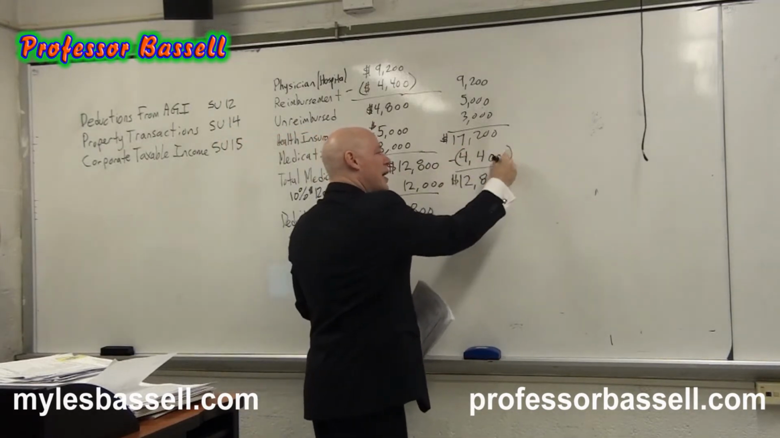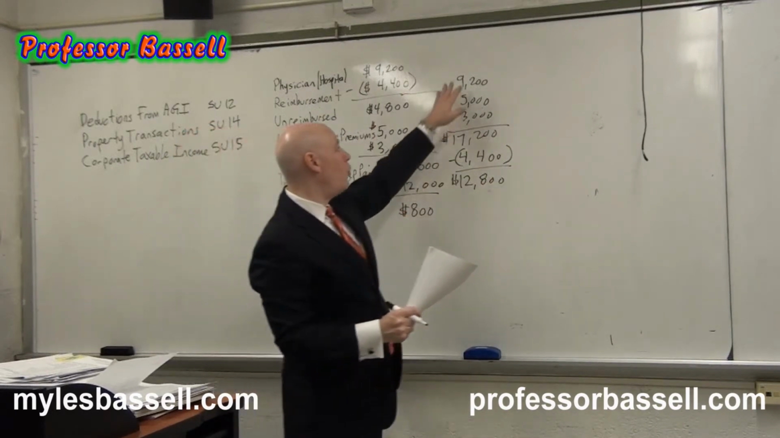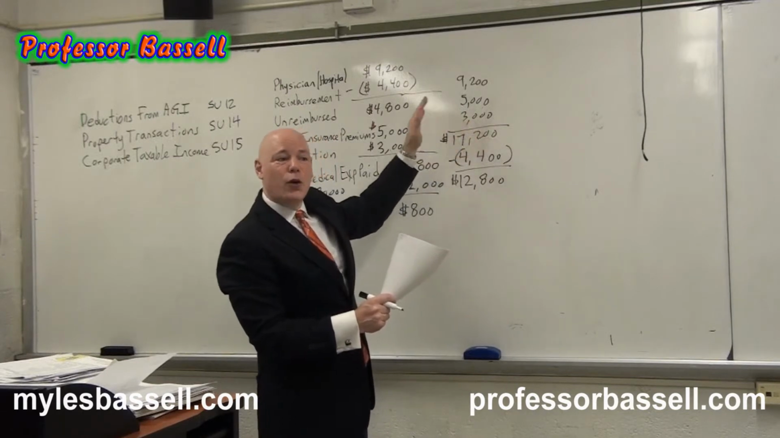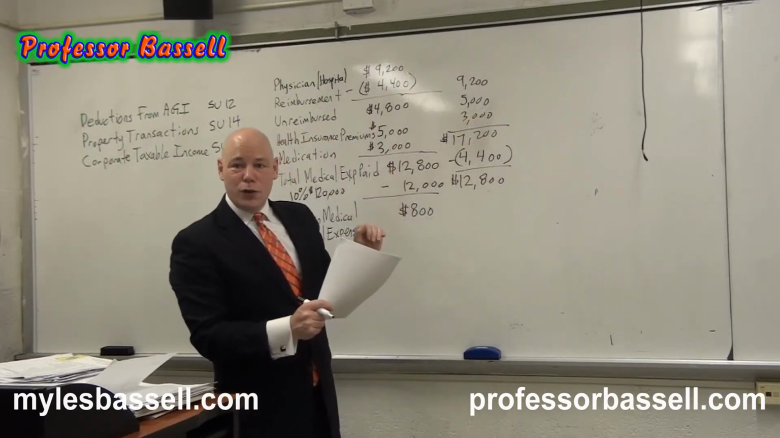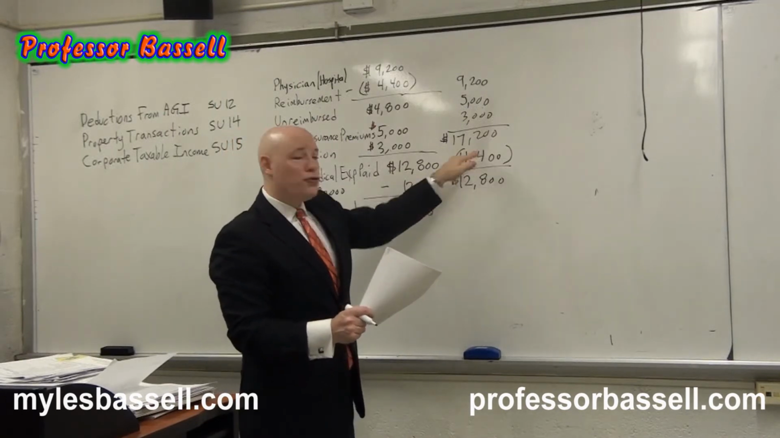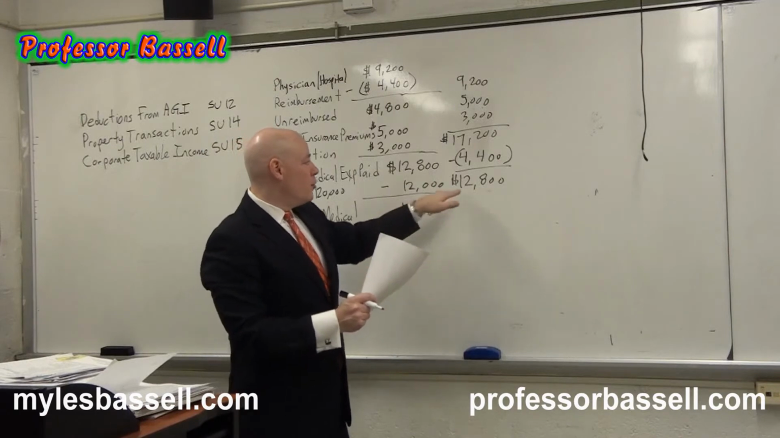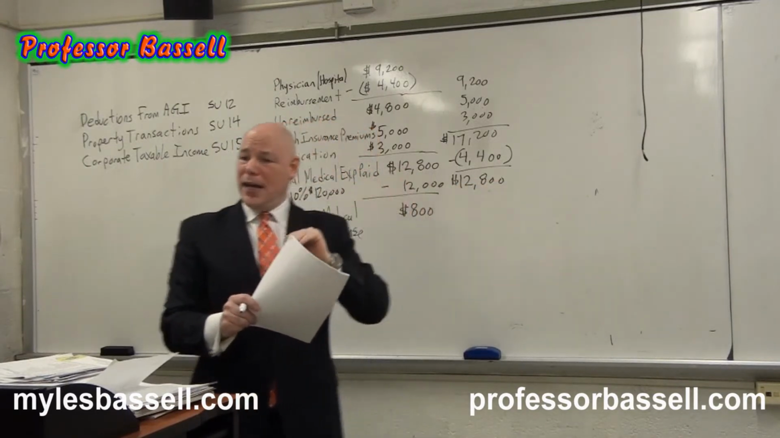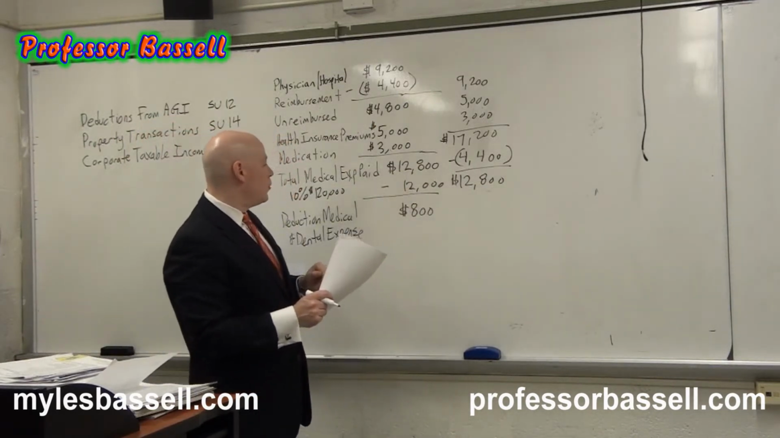This is how much they were reimbursed by the insurance company. So all we did was go through and total up all their qualifying medical expenses that they paid. That came up to $17,200. We subtracted the $4,400 they got from the insurance company. $12,800 is what they're out of pocket. That's what they paid. Those are qualifying medical expenses.